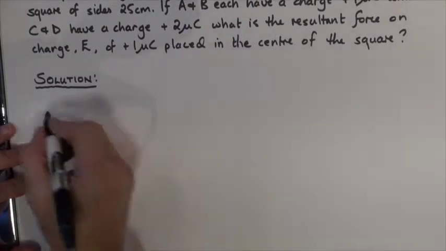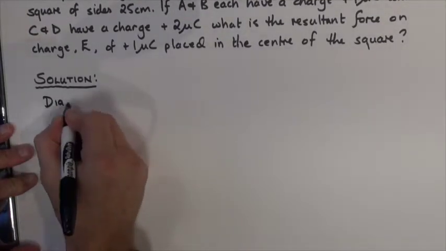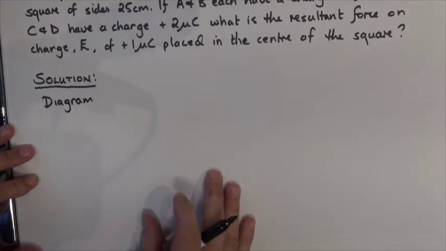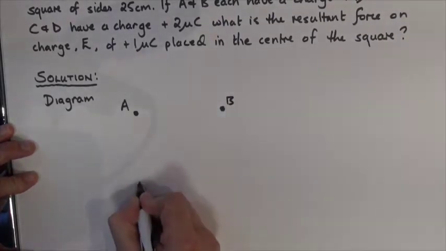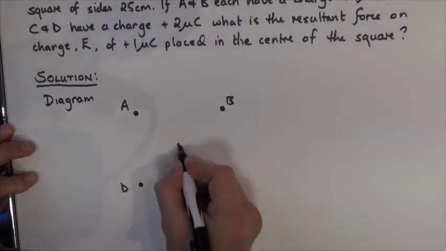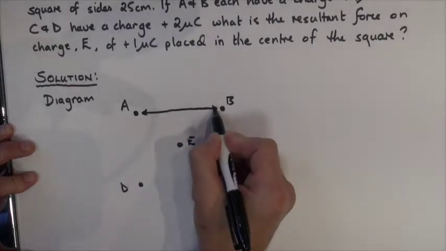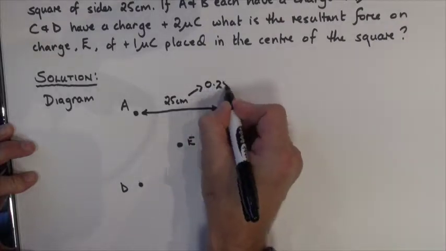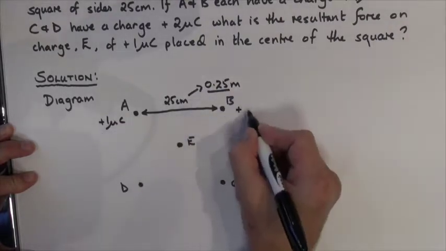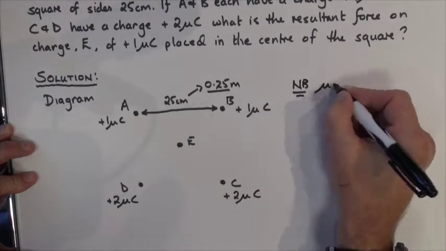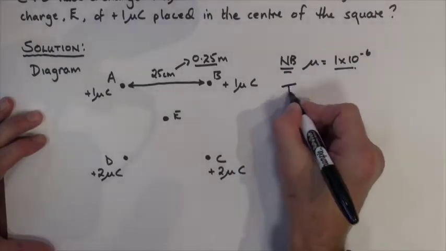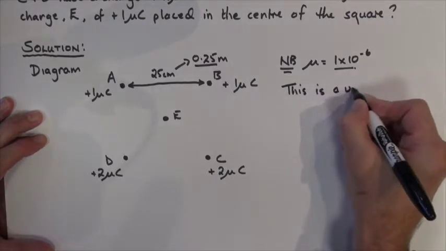Okay, so let's work through the problem. The first thing we want to do is draw a diagram. Here's our diagram. There's A, B, C and D all labelled in the square with E in the middle. We know the sides are 25 centimetres, which we can convert to 0.25 metres. We write in our charges from what we know in the question. Note that 1 micro basically means 1 times 10 to the negative 6.